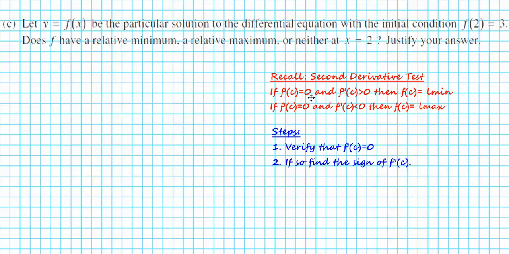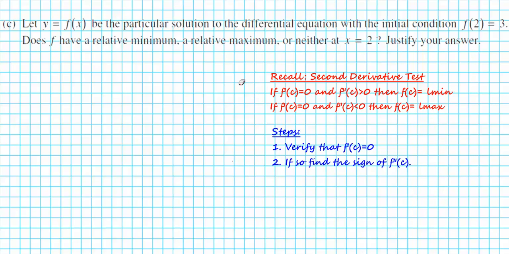Now, recall what the second derivative test is. That's the fastest way of determining the nature of the extrema at a point if you are provided with the first derivative. Okay? So the second derivative test goes this way. If the first derivative is equal to 0 at a point, that makes it a critical point, and the second derivative is greater than 0, then you have a local minimum.